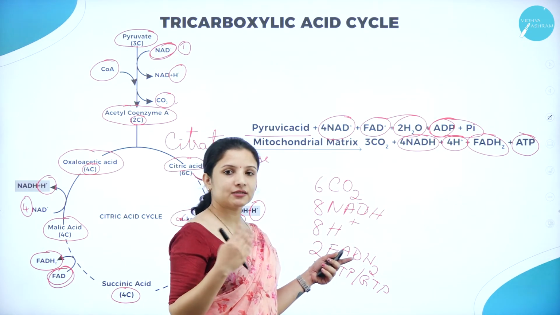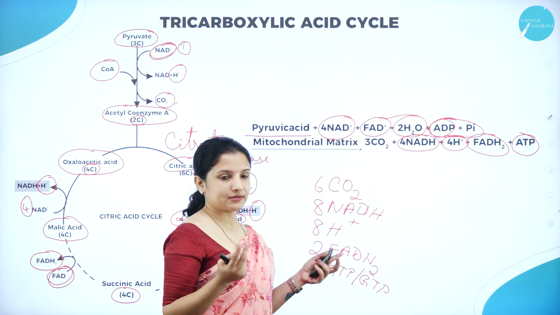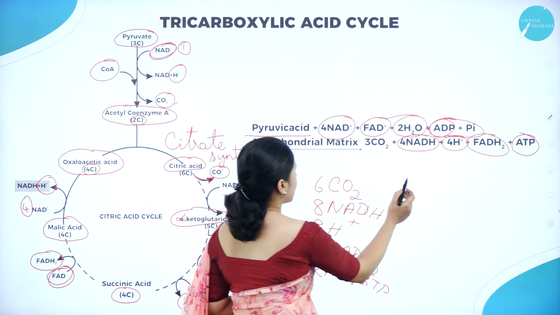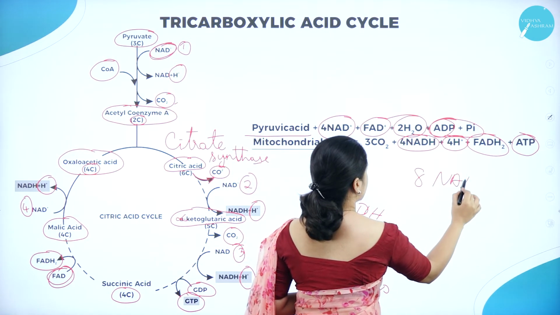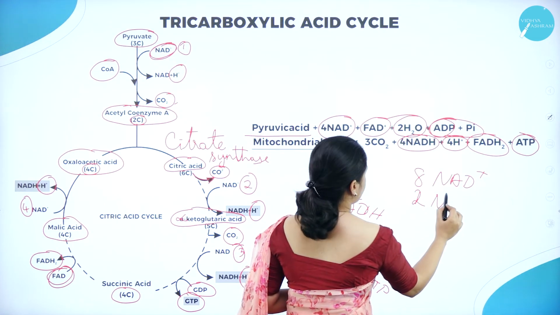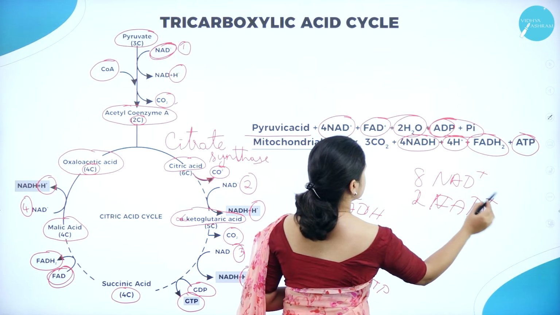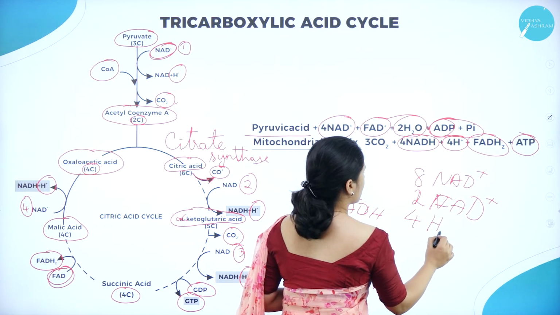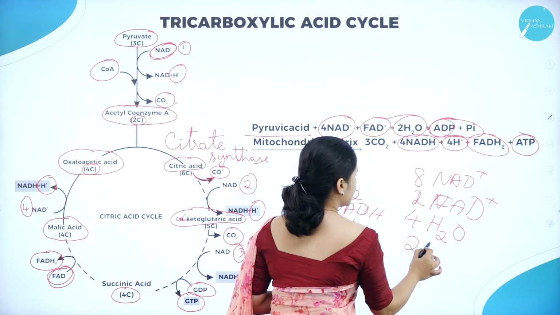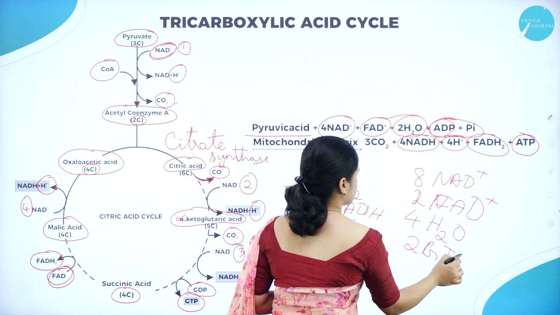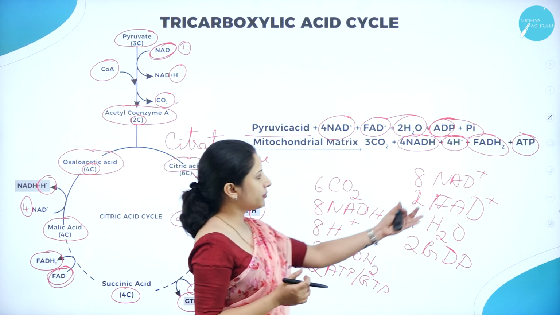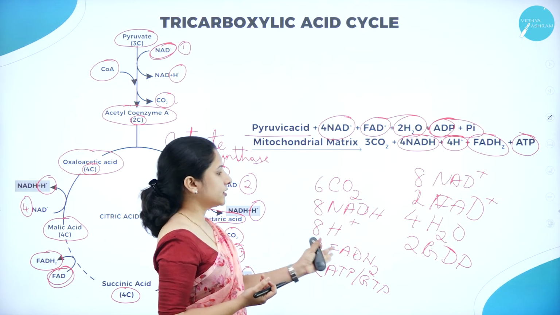Why 2 cycles? I have told you, because 2 molecules of pyruvic acid are there. So how much will it utilize? It will utilize 8 molecules of NAD plus, 2 molecules of FAD plus, 4 molecules of water, and 2 molecules of ADP or GDP. So much it will make use of, and it will give all these outputs.